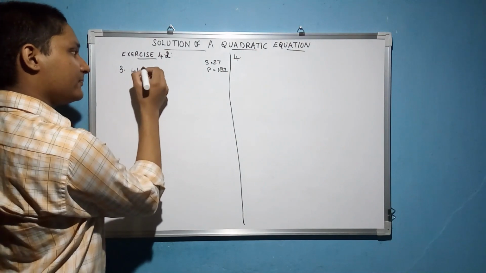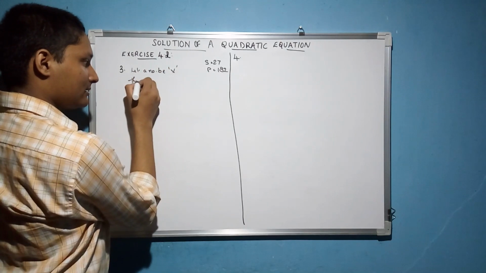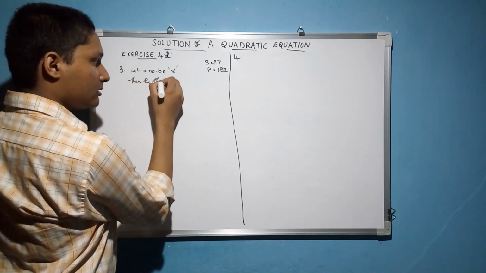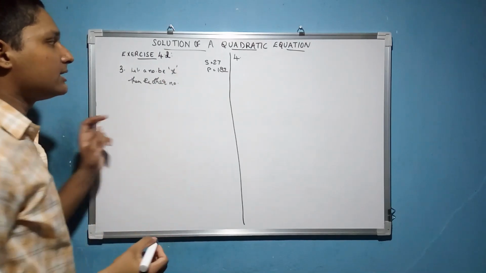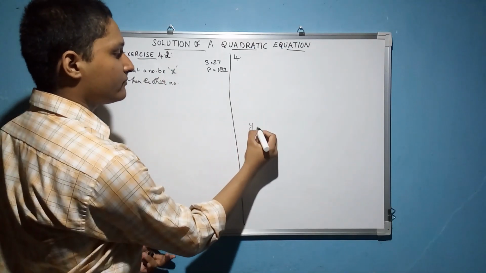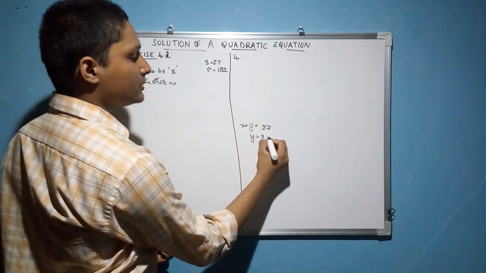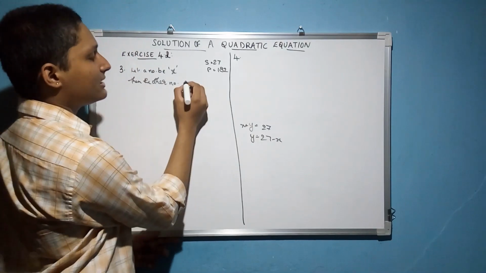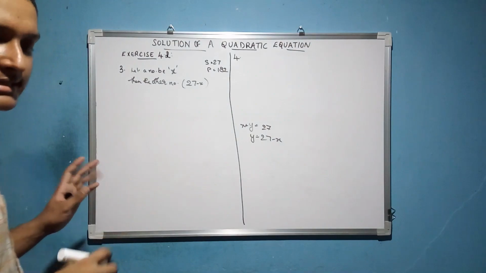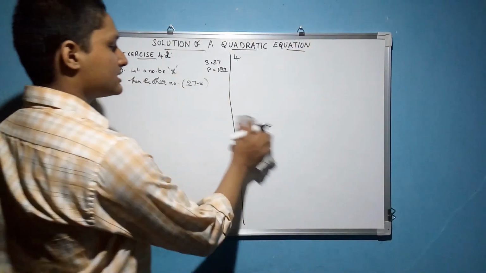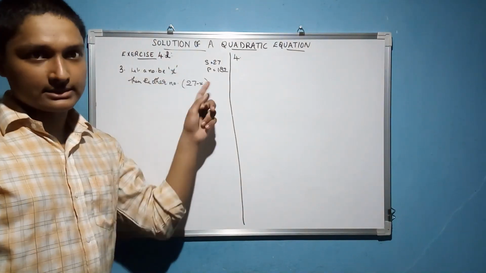So let a number be x. Then the other number, what do you know about the other number? If one number is x, then the other number, maybe I can call it some y. So x plus y is equal to 27. So y is equal to 27 minus x, right? So the other number is 27 minus x, I can write. Many of the questions come like this in this quadratic equation chapter. So we need to know how to use the sum that is given.